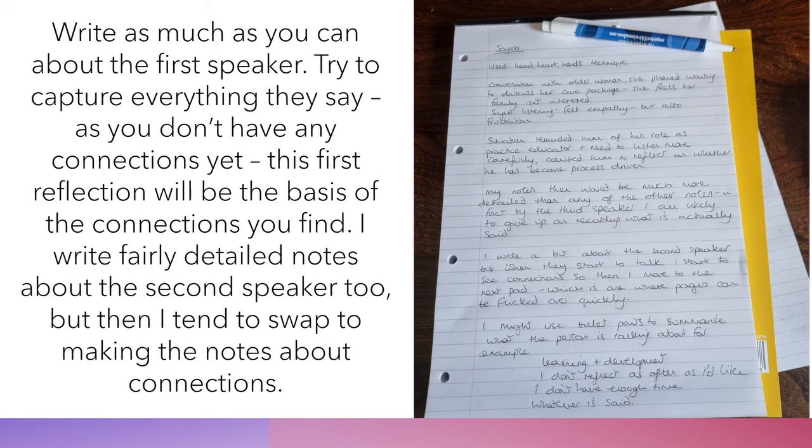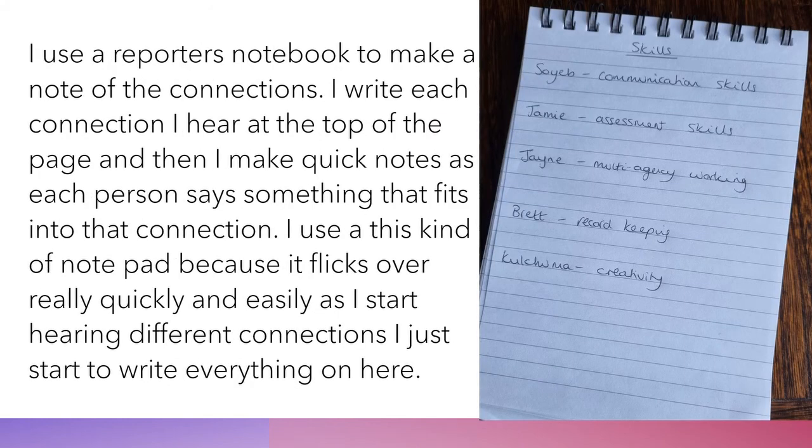Then for the second speaker, I'll do something similar, but I usually write a little bit less, because then I start to see the connections between what these two people said. There were a couple of connections here. And when the third person comes along, then you really start to draw out connections.